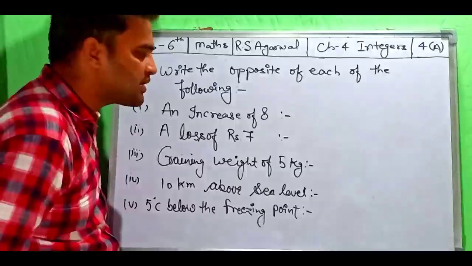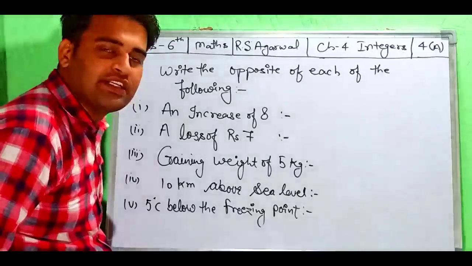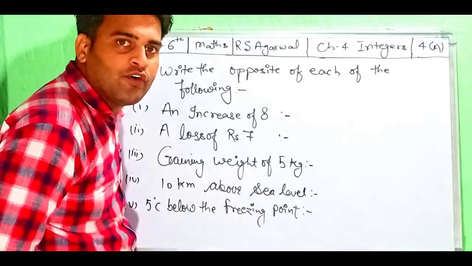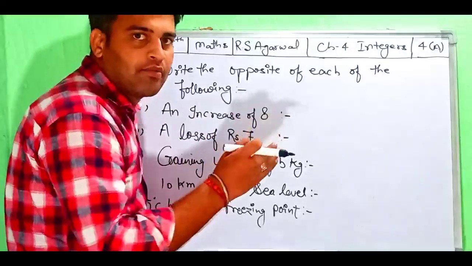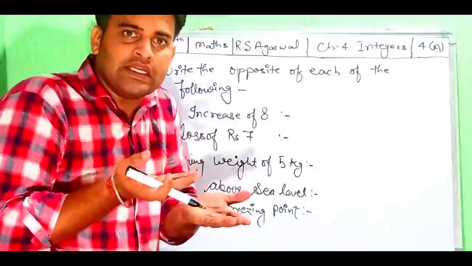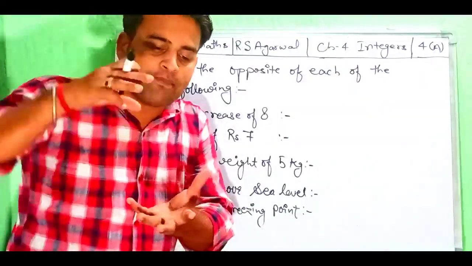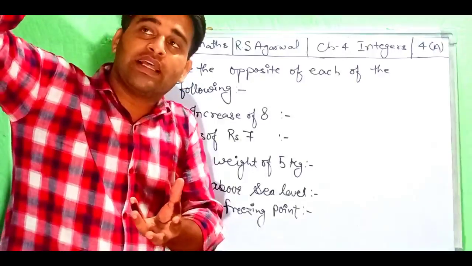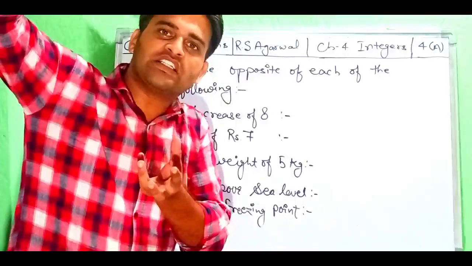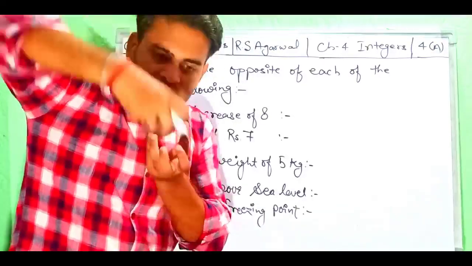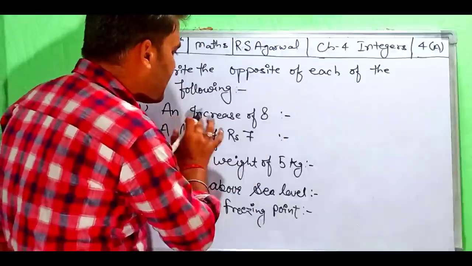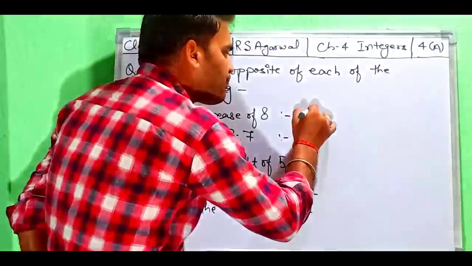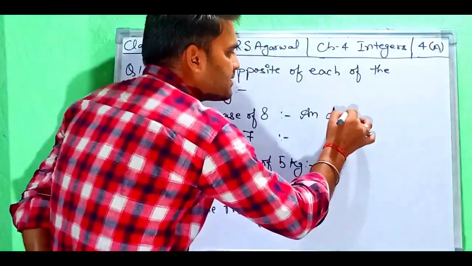Look at student, the first question is an increase of 8. What is our question saying? An increase of 8. We have something and we have to increase it. Then what is the opposite? If we are increasing something, what is the opposite of increase? Decrease. That is the answer: an increase of 8 means a decrease of 8.